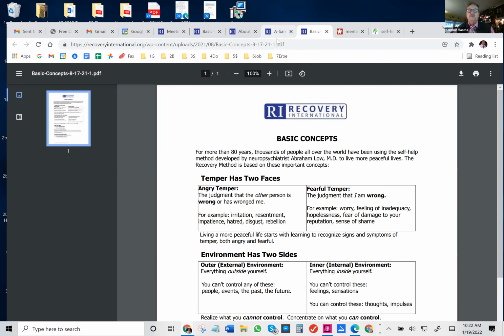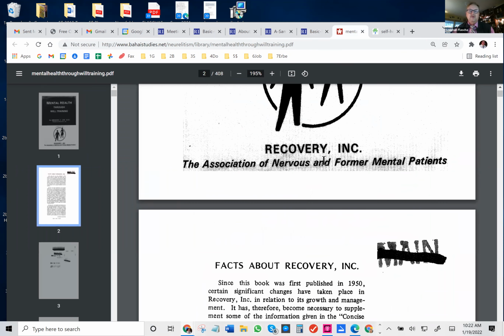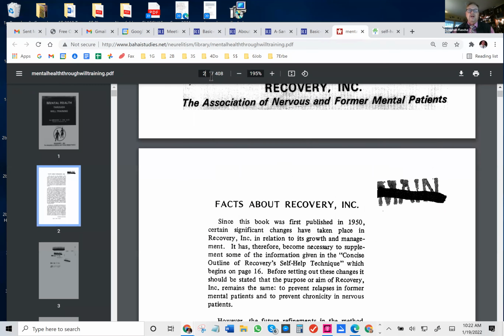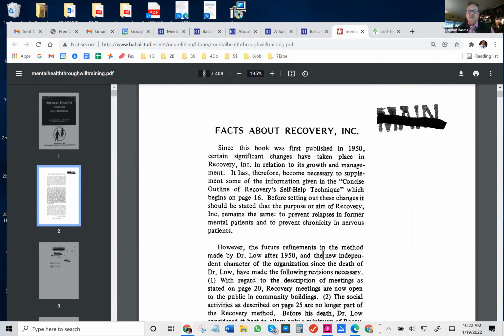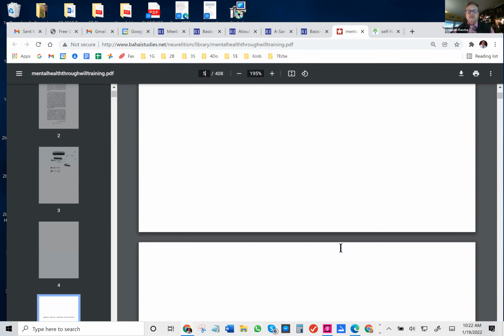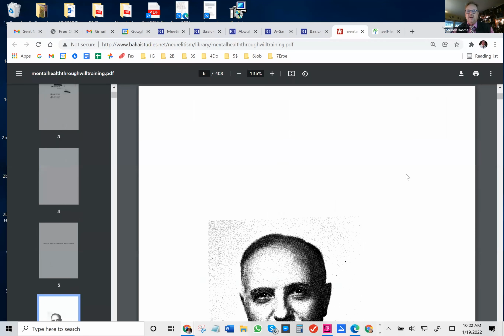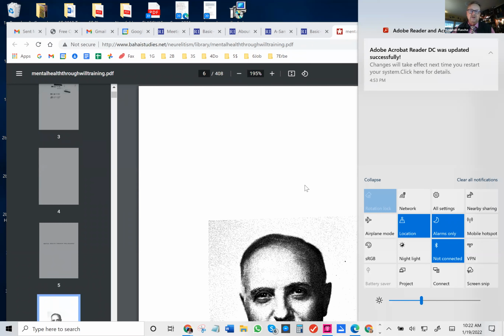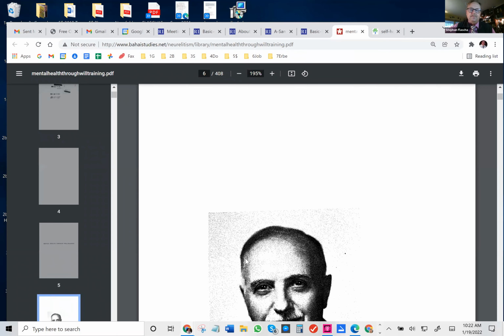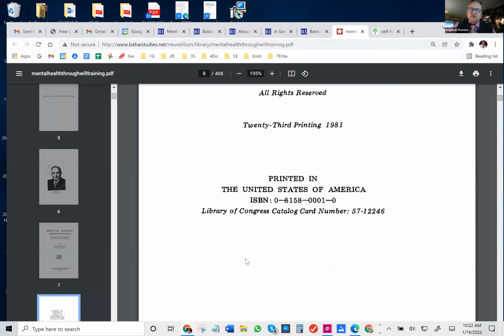The meetings are structured so that we first go to this book, take a chapter, and the readings are passed around. So here's Mental Health Through Will Training, and here's Dr. Lowe, very quickly. He died in 1955, and credit to the meeting, this meeting has survived until now, and he started those groups.